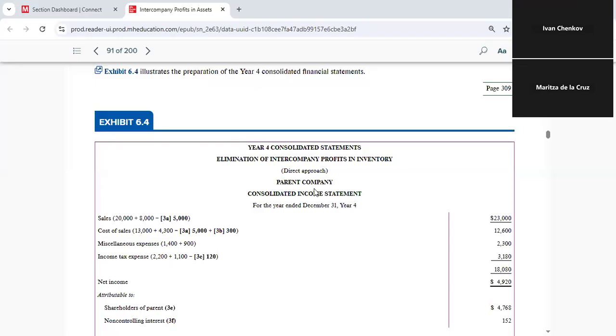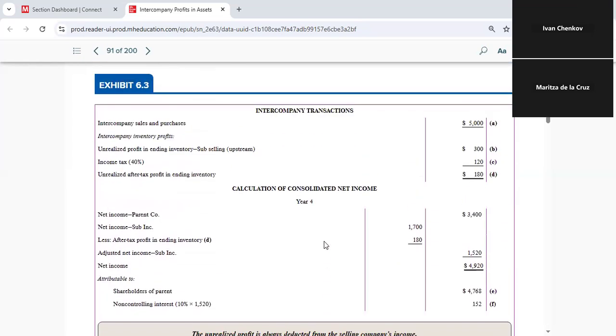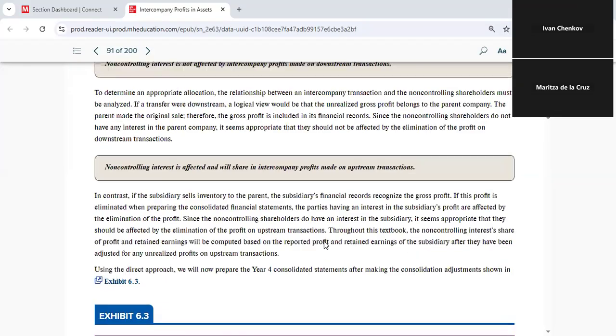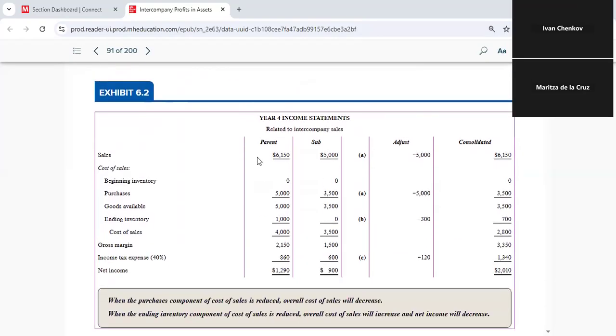What we're going to see here is the consolidation of the income statement of the companies. Which companies do we have here? Right from the beginning, we have the parent and we have the subsidiary.